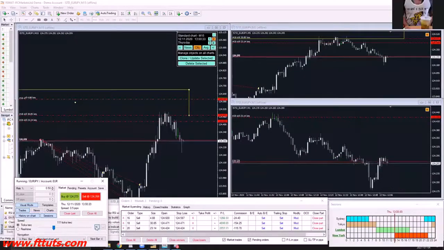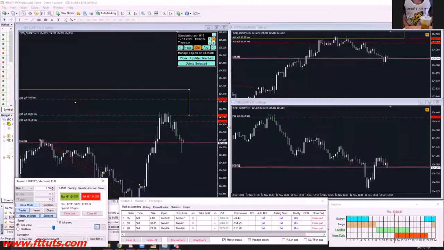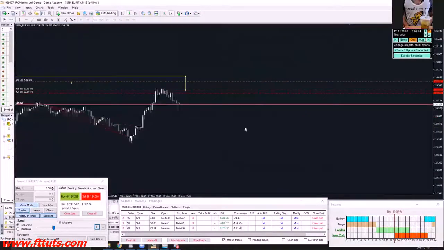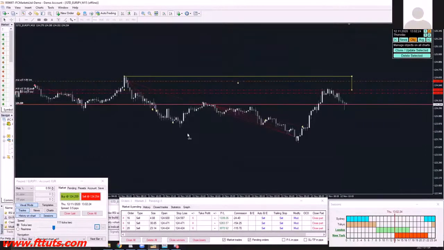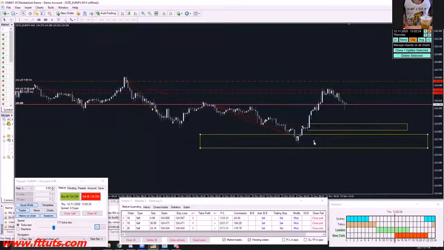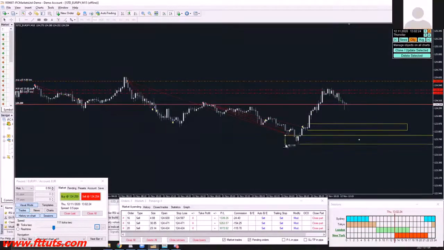So let's look for targets and where we could take partials. Kind of almost feel like I remember this trade. So where I would take partials is at this decisional here. Extreme, right? And extreme.